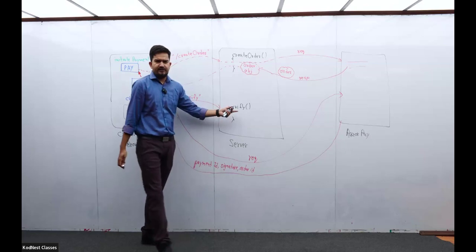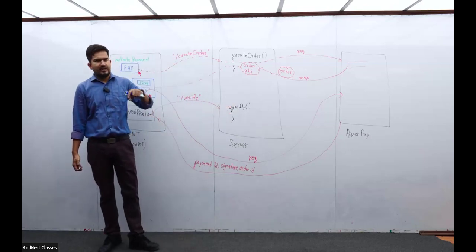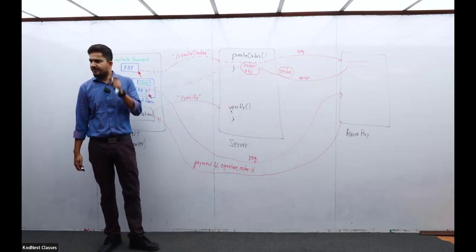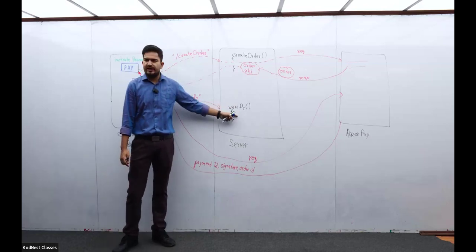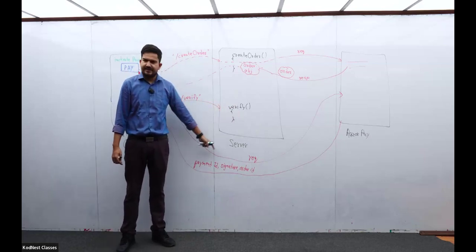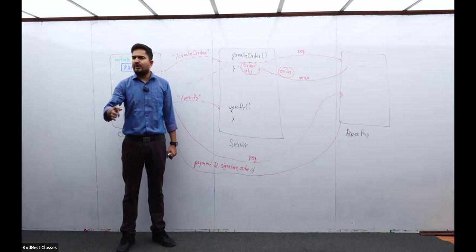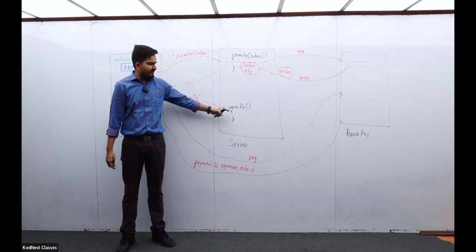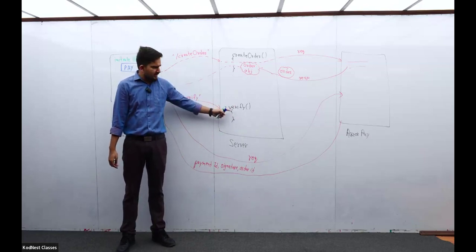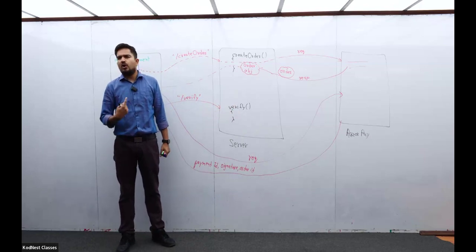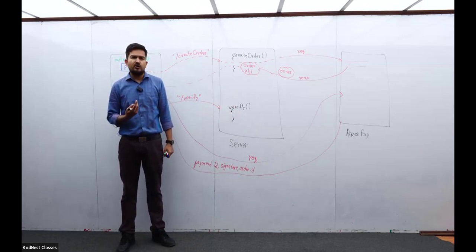This code also we will not be writing. This code has already been given by the Razorpay documents: how you can verify the signature, payment ID, all that. We simply have to use that. Now, once verification is done, two options are there. Either the payment would be successful or the payment will not be successful.